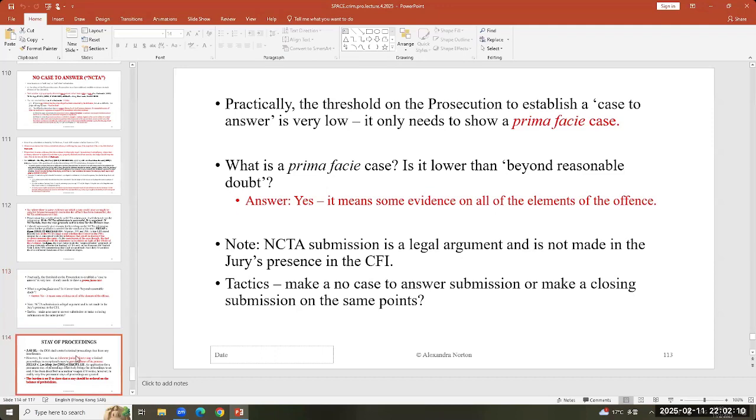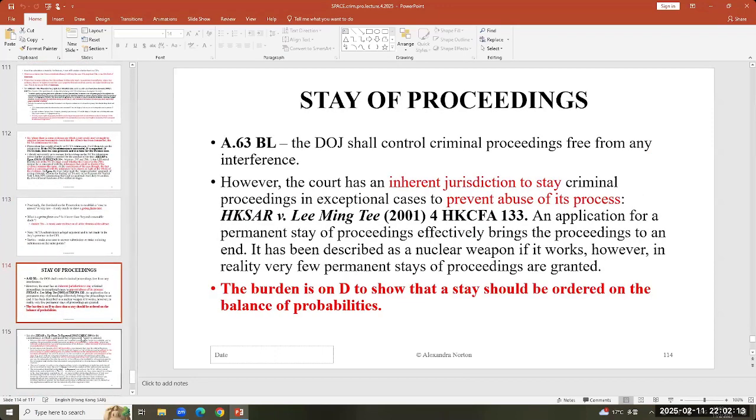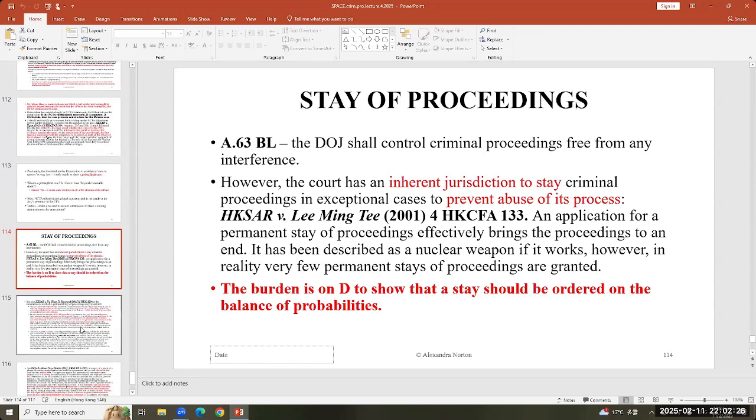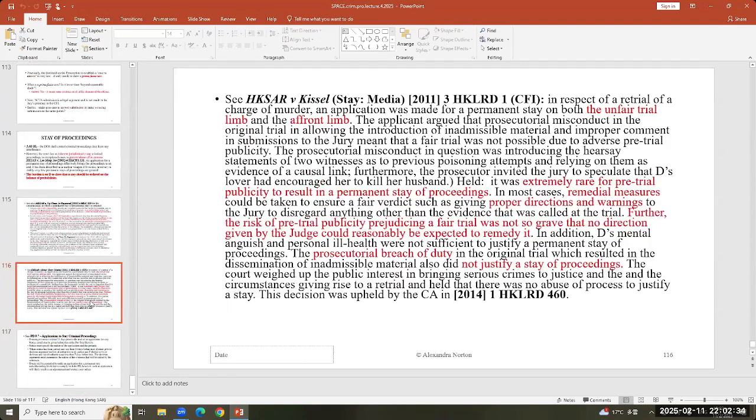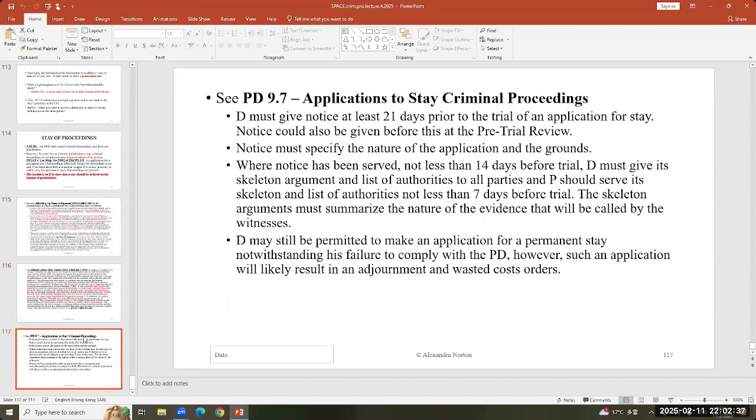Stay of proceedings. I think I will leave you to read these through yourself. Very rare to succeed in practice. This is where the burden is on the defendant to show that there should be a stay of proceedings permanently on the balance of probabilities. The leading cases are Li Ming Ti, but I've also put Ng Chung To Raymond and Nancy Kissel as well as the practice direction. Remember, this is one of the rare scenarios in which the defense do have to disclose in advance if they are planning to make an application for a permanent stay of proceedings.